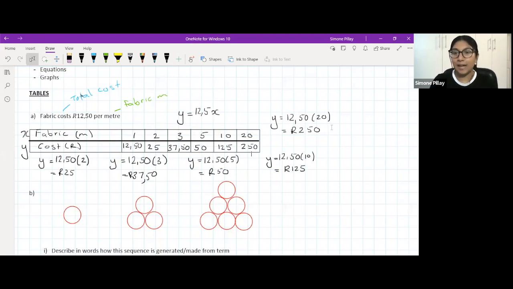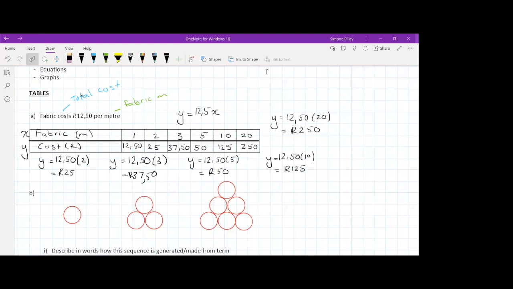Ma'am, 5 multiplied by 12.50 rand is 62.5, ma'am. I made a mistake. Let me get my calculator out as well. I was doing the maths in my head, guys, so I may have made a mistake. Thank you for that correction. Let me calculate. Okay, 12 rand 50 multiplied by 5. You are so correct.